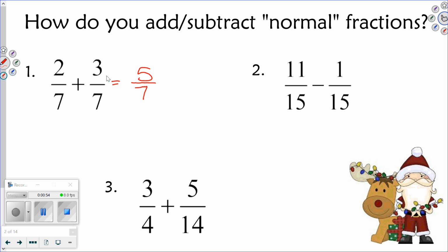So when you add or subtract fractions, what happens to the denominator? It stays the same. You don't actually add them together, okay? And it has to be the same in order to put them together. So 11 fifteenths minus 1 fifteenth, 10 fifteenths. Good. After you subtract, then you would simplify, which would be 2/3.